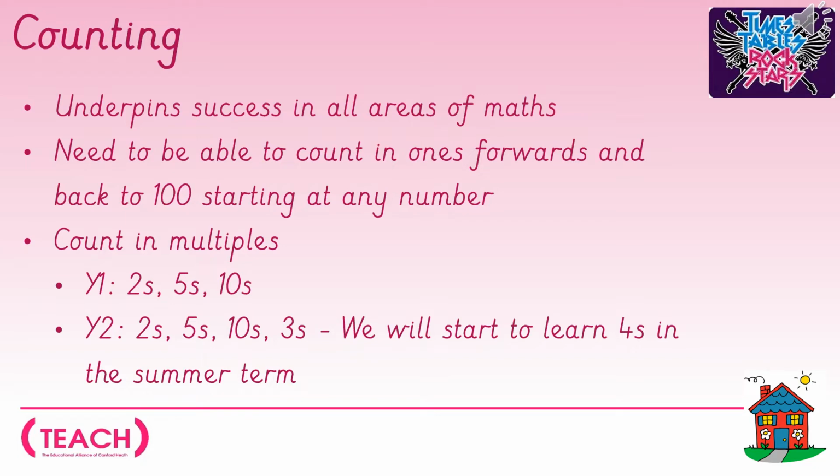In Year 2 they cover the 2s, 5s, 10s and 3 times table, and then towards the end of the summer term they start learning the 4 times table to get them ready for Year 3. What's really important when we're counting is we're listening out for the pronunciation of teen and ty numbers, and also we're checking that they're dropping back into each tens area really carefully. So they might go 52, 51, 50, 59 again, rather than dropping back into 49.